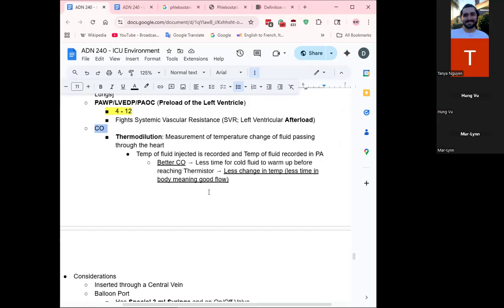So if there's a higher change in temperature, that implies that it took longer to get to the thing reading it, as opposed to if the change in temperature is lower, it flew too fast for that change in temperature to happen. Don't really worry too much about the specifics. It's just knowledge that it exists. It's just a way to measure your cardiac output.